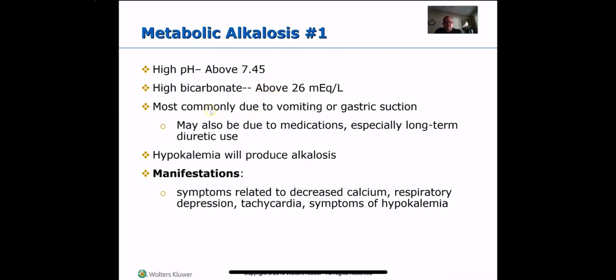Most commonly due to vomiting or gastric suctioning. If you have a patient on low intermittent suction, they're pulling all the contents out of the stomach. That's where a lot of your acids are produced. So if you have a lot of vomiting and stuff like that, you're going to be losing a lot of acid at that point. So you're going to be alkalotic by that sense.